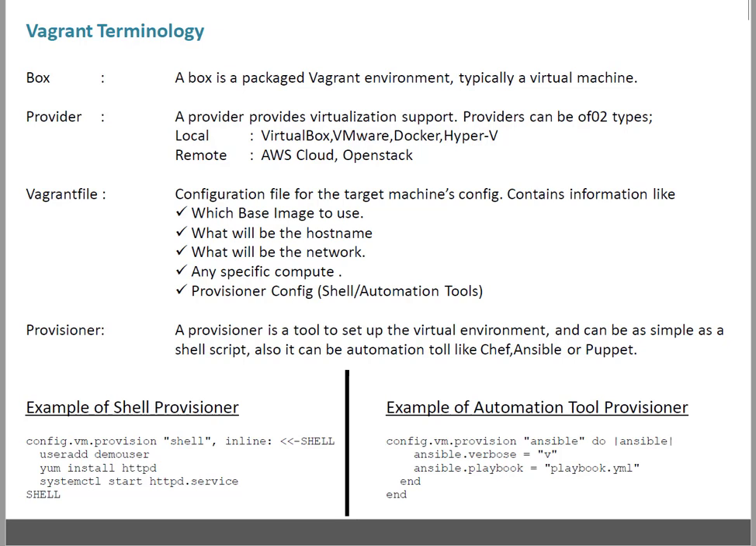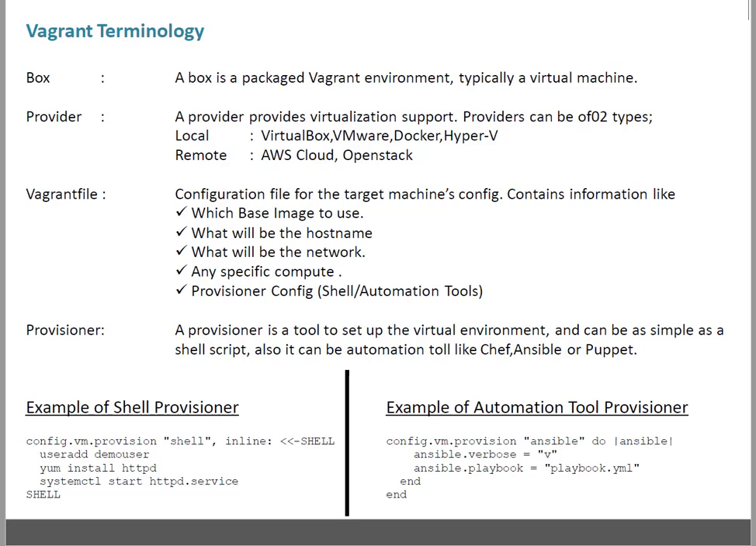What will be the host name of the target machine? Which particular network is to be used? Any specific compute requirement? When I say compute requirement, it means if you want to define your virtual machine with a particular amount of CPU power, let's say 1 CPU, 2 CPUs, or a particular amount of RAM, 1 GB, 2 GB, 3 GB, as per your requirement.